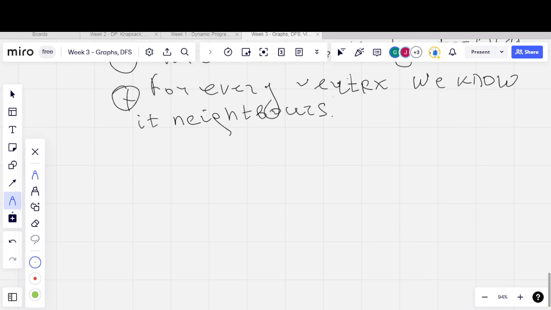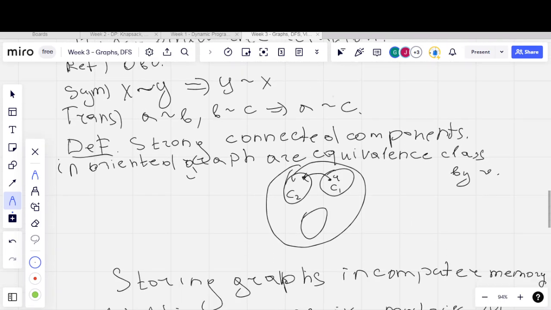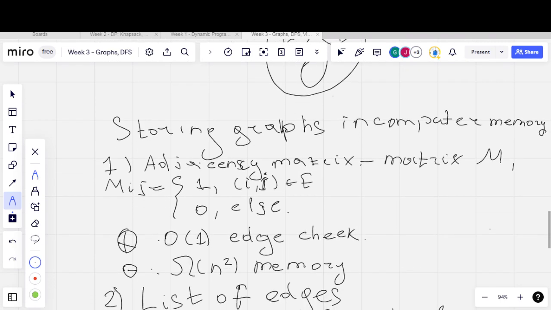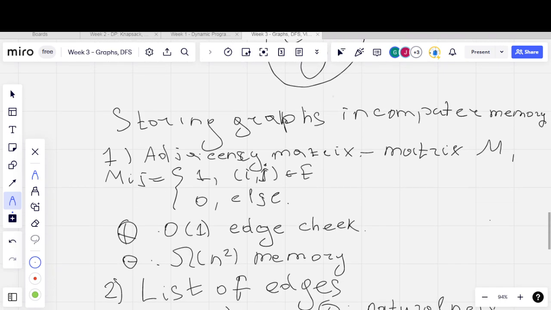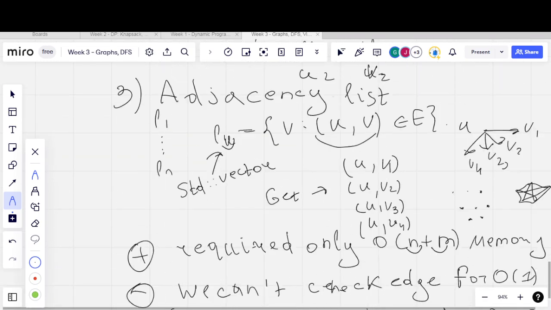So, do you have any questions about storing graphs? No, it's obvious, I think.